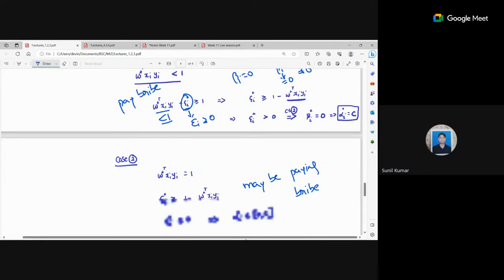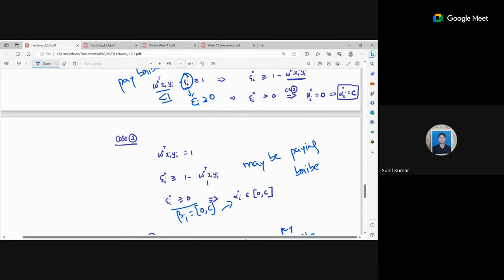So when the points are on the supporting vector, in that case, a bribe may be paid. I mean, points may pay a bribe. Is that correct? When the points are on the support vector. For the vectors to be the supporting vectors, in that particular scenario, if they pay a bribe, then definitely they'll be there.